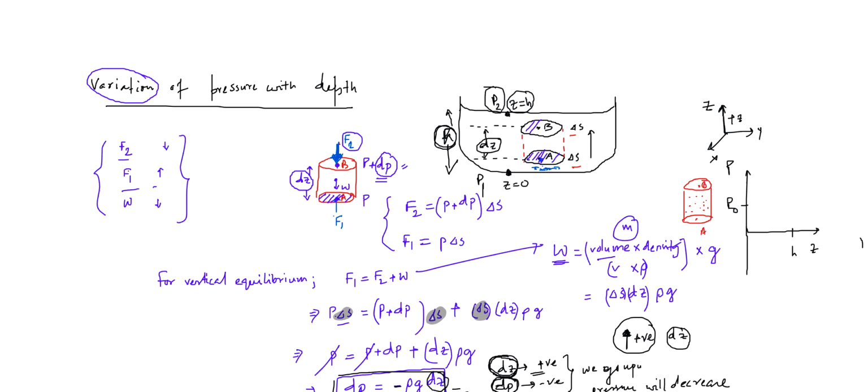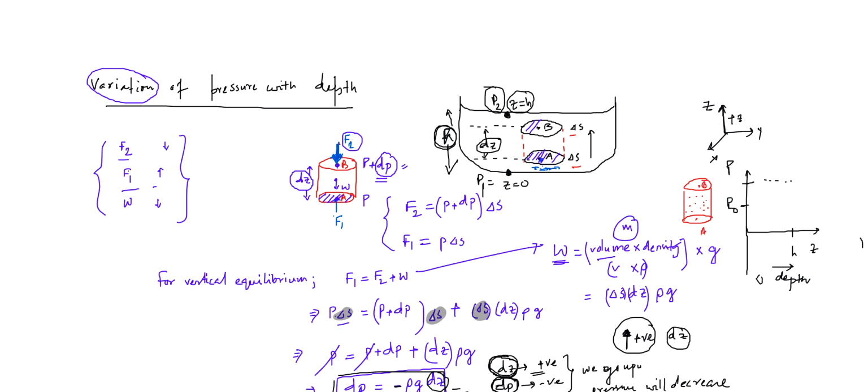So how do we draw this graph? Let us say this is depth. At 0 depth, that is at the surface, it is P0, so we start from here. Now at H depth, it is P1. So this is P0, let us say this is P1, and at H depth this is P1.